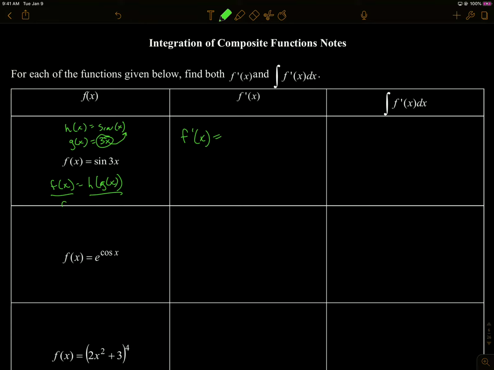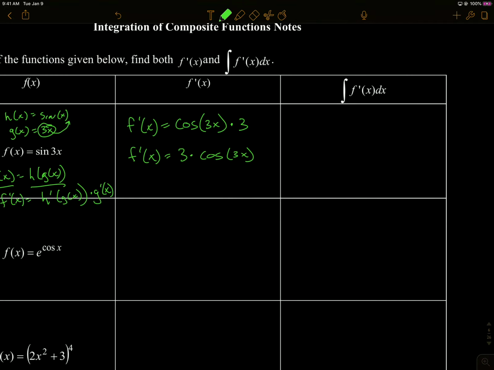So the derivative, we know, is going to be the derivative of the outer function, recopy the inner function, times the derivative of the inner function. I just want to remind you of the chain rule. So let's go ahead and do that. The derivative of the outer function sine is cosine. Recopy the inner function times the derivative of the inner function, which is 3. So f prime of x is going to be equal to 3 times cosine of 3x. So now that's a function that we know how to integrate. So you're going to look out for functions like these.